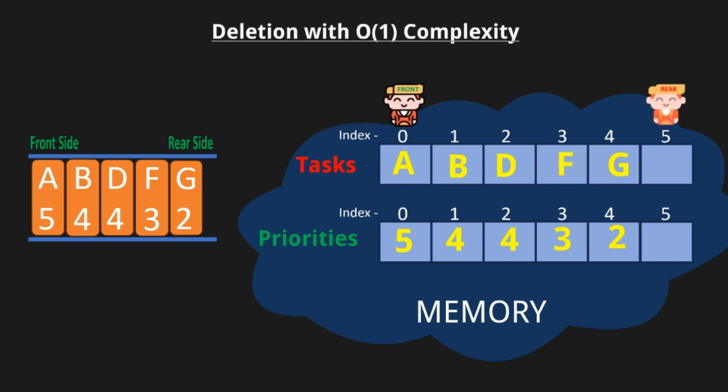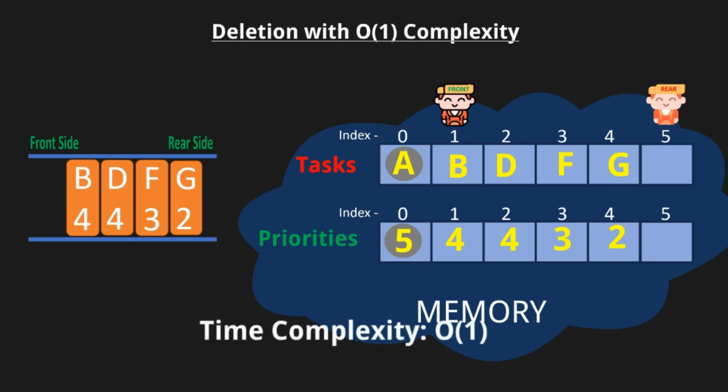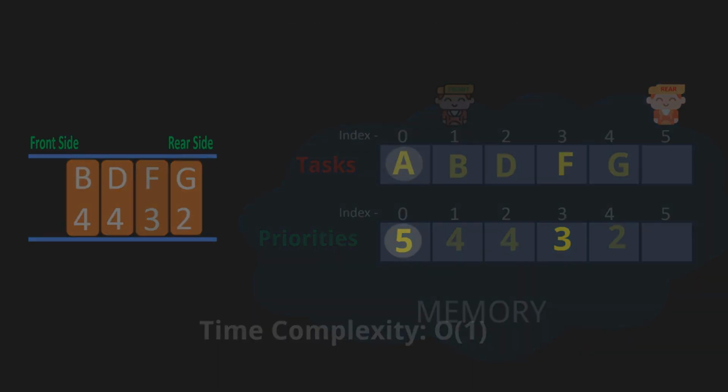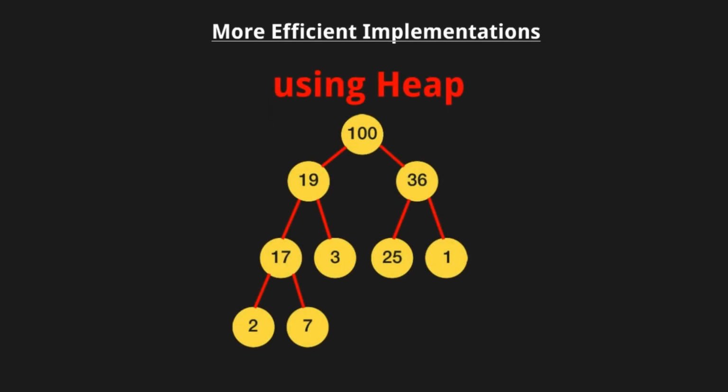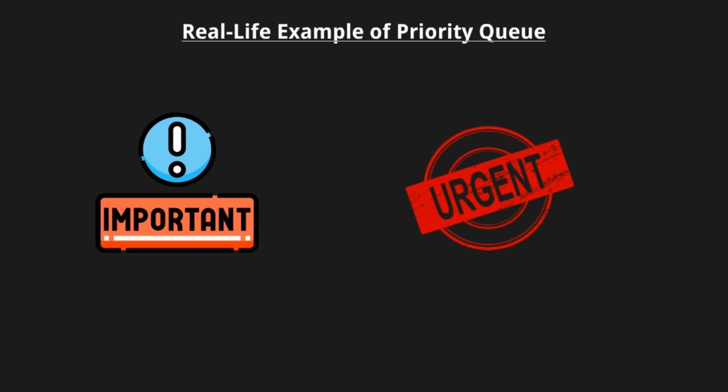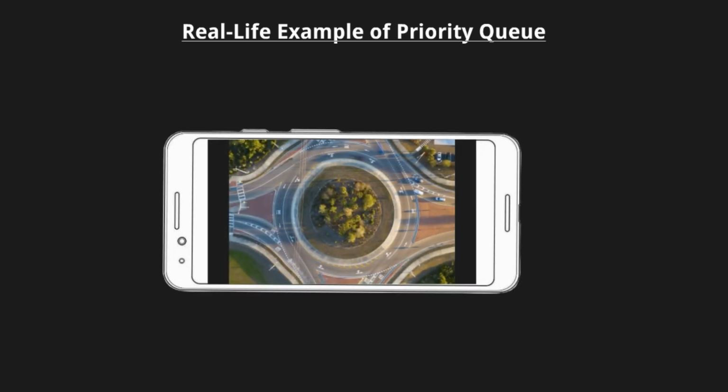But removing the highest priority task is swift, as the front points to the next element in the array. This takes big O of 1 time since it's always at the front. There are more efficient ways to organize the priority queue, such as using a heap, which we'll discuss when we cover trees. In real-time systems, tasks are prioritized based on importance and urgency. For example, when a phone call comes in, everything else on the mobile halts, such as the YouTube video you are watching at that moment.